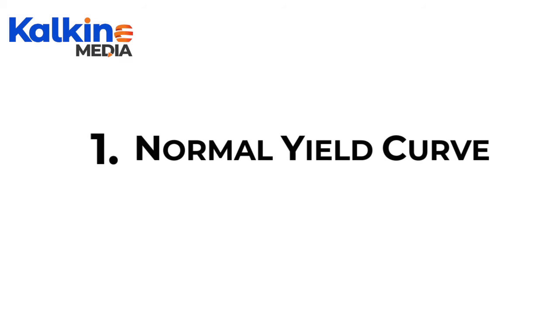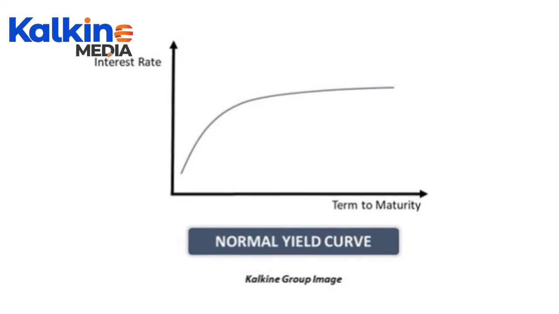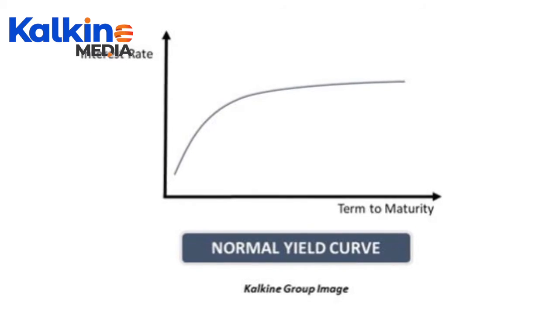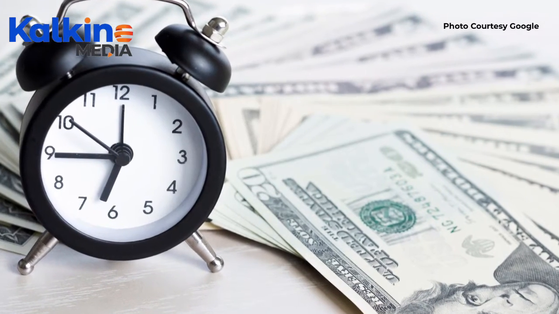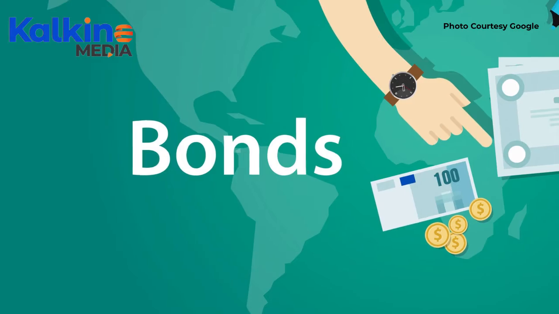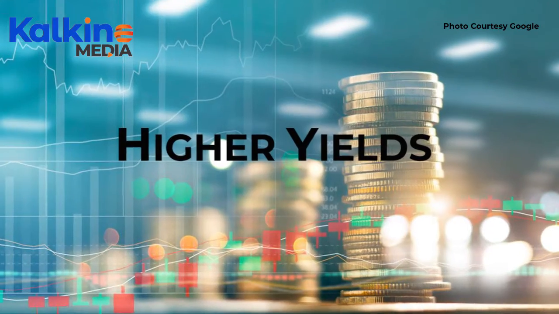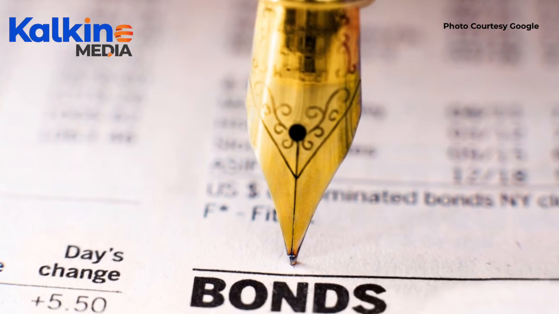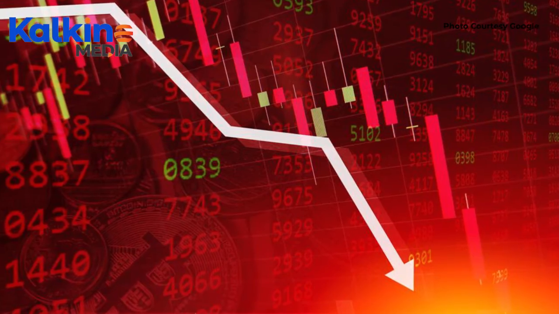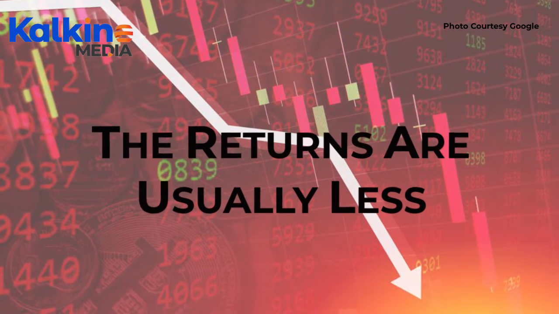First, normal yield curve. This is the shape that a yield curve usually takes under regular conditions. In a normal yield curve, short-term bonds offer lower yields while long-term bonds offer higher yields. The short-term bonds are associated with lesser risk, hence the return on these bonds is usually less.